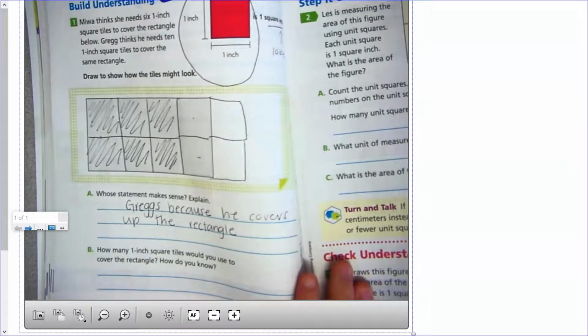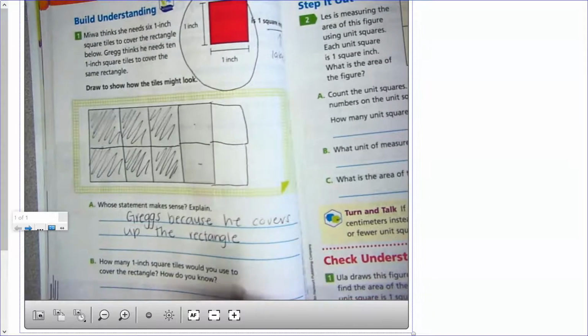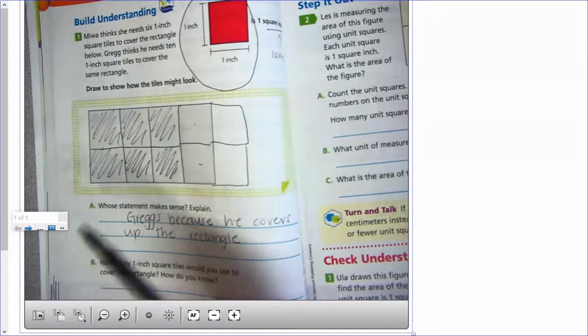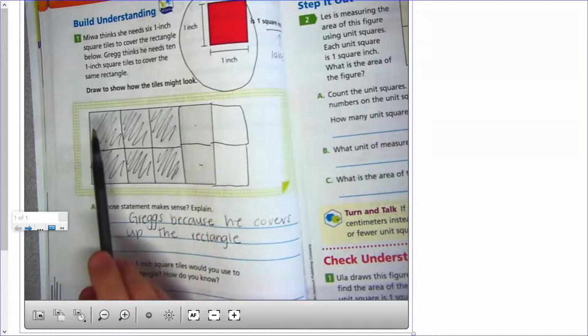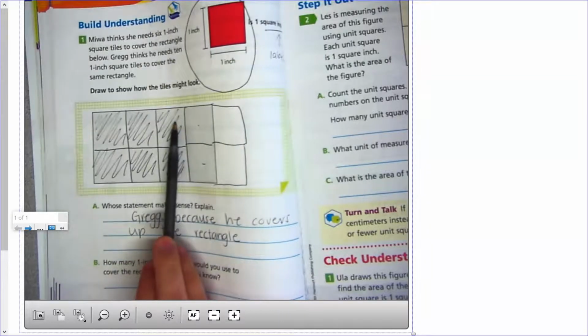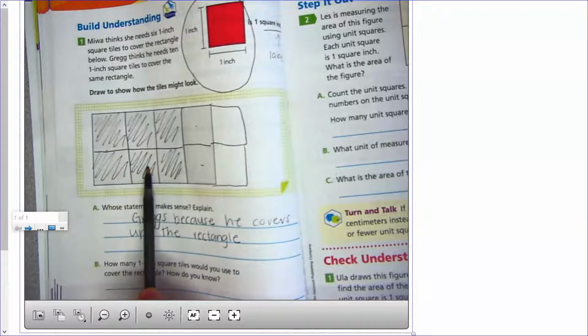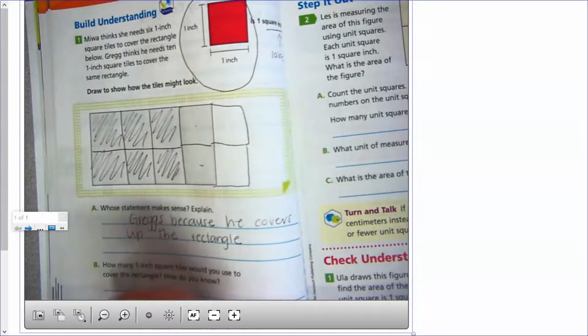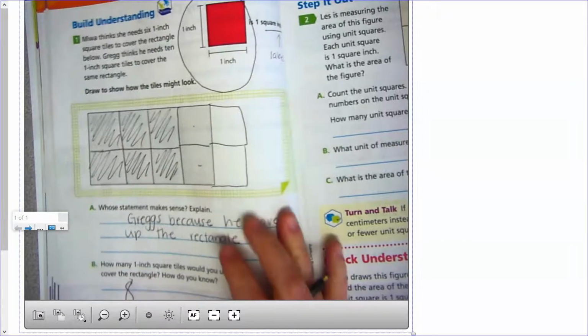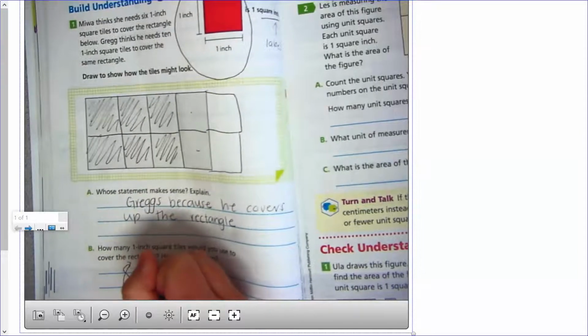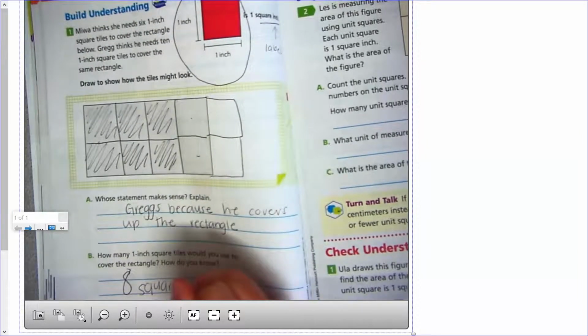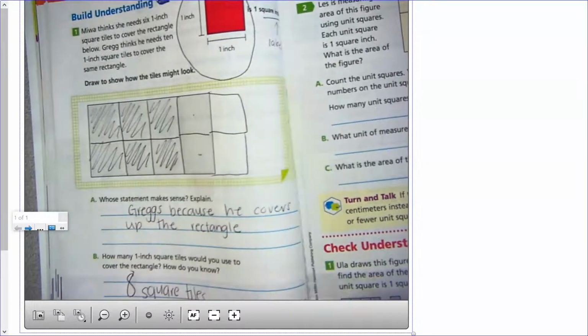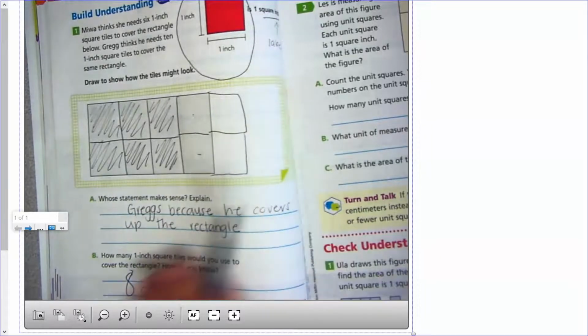How many 1-inch square tiles would you use to cover the rectangle? How do you know? We already drew it. That's the beauty of drawing. We already have it, we just have to count. 1, 2, 3, 4, 5, 6, 7, 8. And how do we know that? Square tiles. We know that because we drew them to fit. We drew exactly 8 1-inch square tiles.